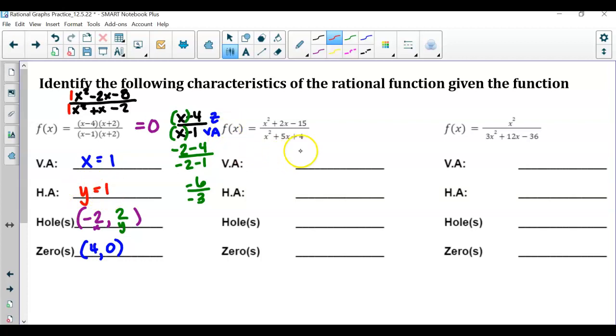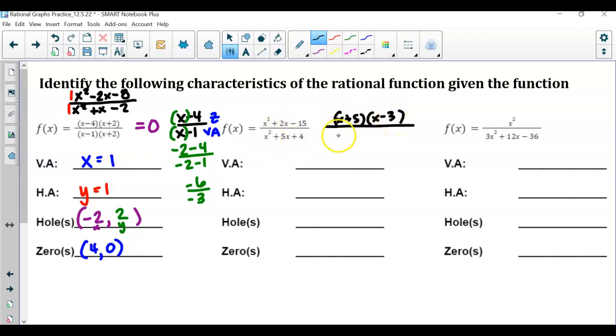So with the next one here, you're having to factor the numerator and denominator. So if you didn't do this yet, go ahead and pause the video and try this on your own. And here we go. Notice how here, when you factor, the two factors that multiply to get -15 and add to get 2 are +5 and -3.